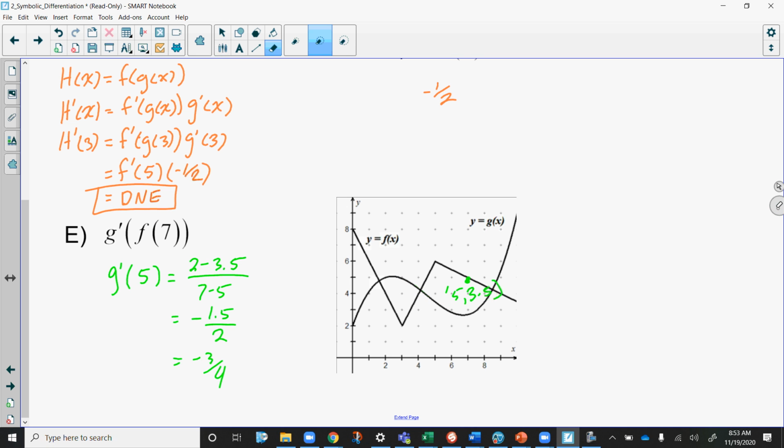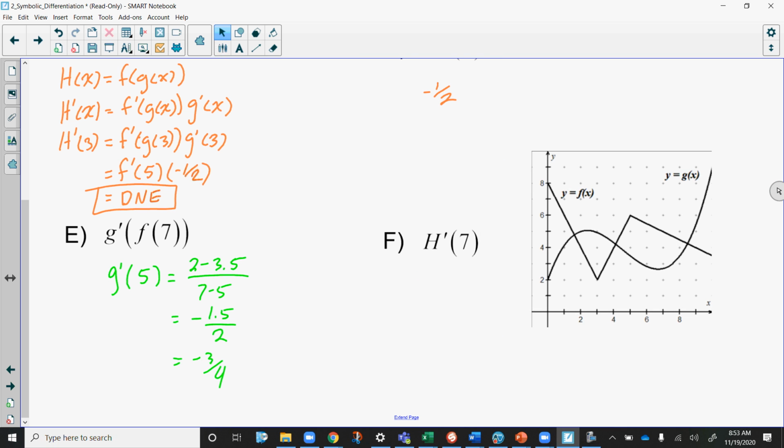And let's take a look at our last one. We're looking at h prime of 7. So here we have to use the chain rule again. H prime of x, we already have that right here, so I don't need to write that out again. Let's just go ahead and start doing our substitution.